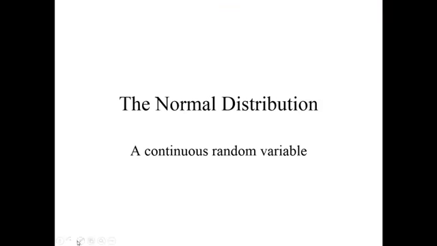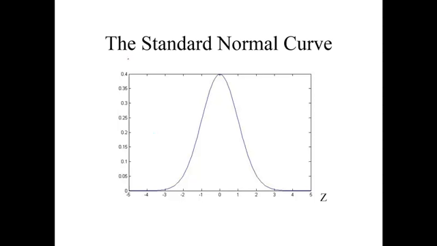In this lecture, we're going to be talking about calculating probabilities with the standard normal distribution. So let's get started. Right here is a graph of the standard normal distribution, and I want you to notice some things about it. First off, notice that it is symmetric around 0.